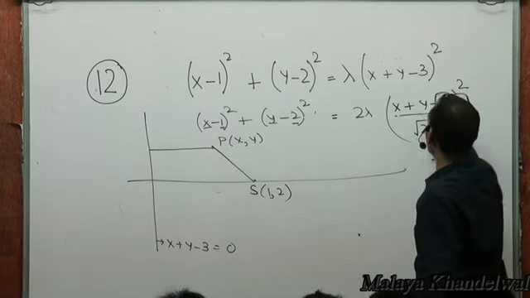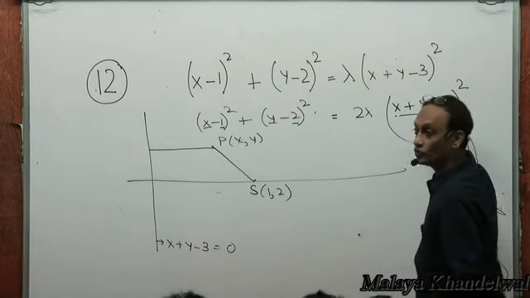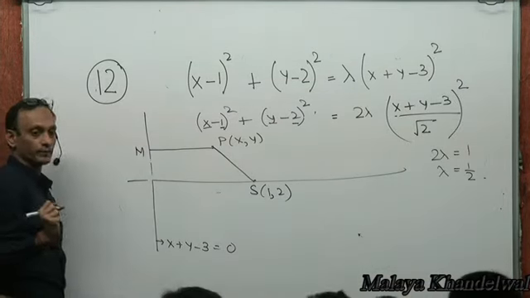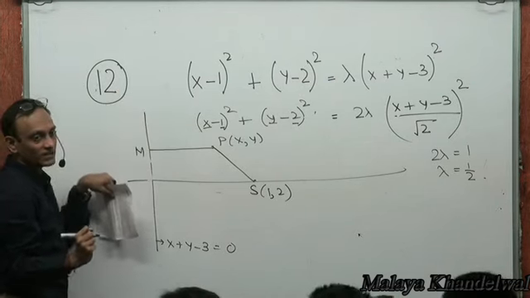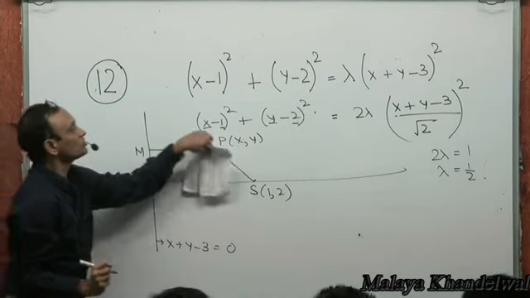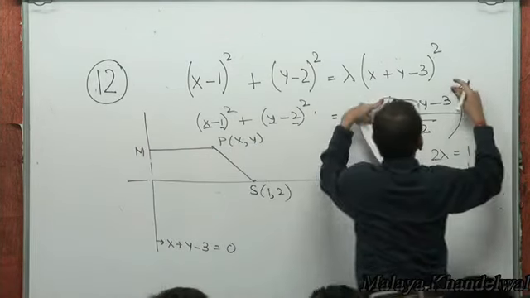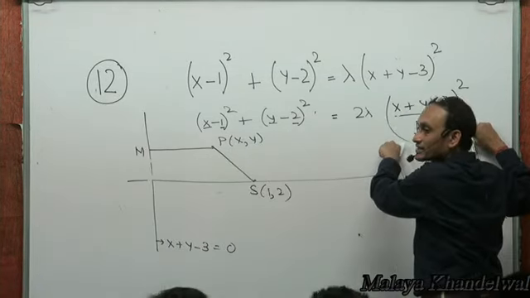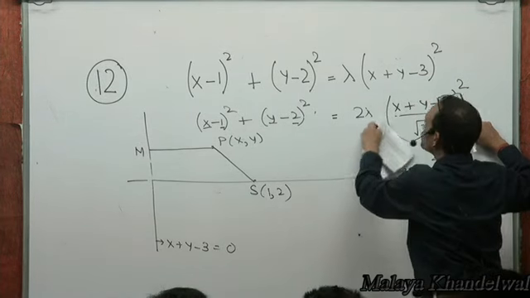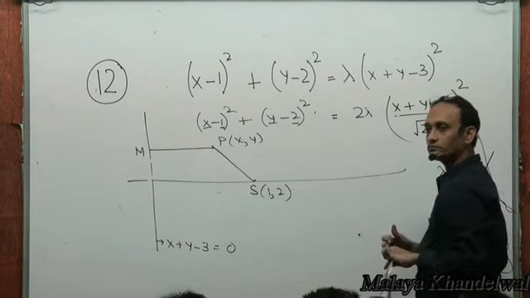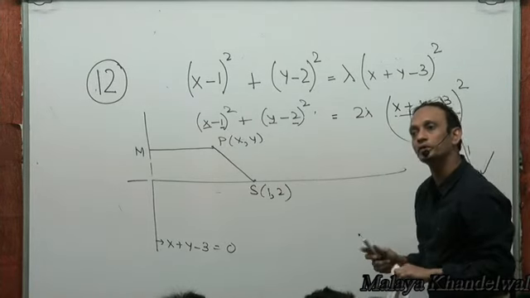In order that SP squared is PM squared, for this to represent a parabola, this then would be the directrix. This would be the focus. This is the square of the distance from the focus, and this must be equal to the square of the distance from the directrix. And this 2 lambda therefore must be 1. Lambda therefore must be half. Got me?